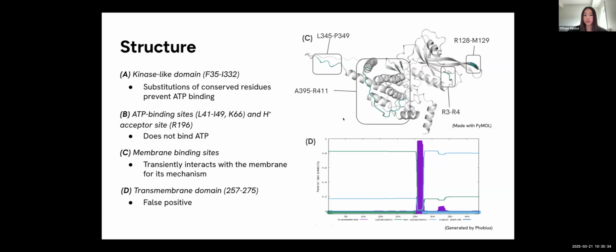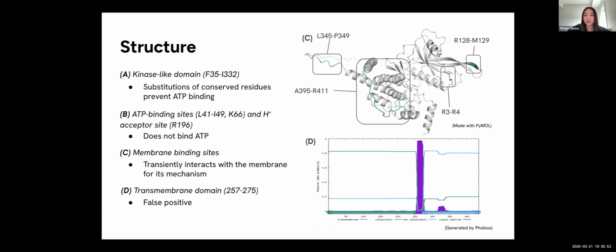The third thing to note are the membrane binding sites, which I will go into more detail in the next slide. So in figure C, I circled the locations of these membrane binding sites, and as you can see, there are 4, all of which may transiently interact with membrane sites through COP1.